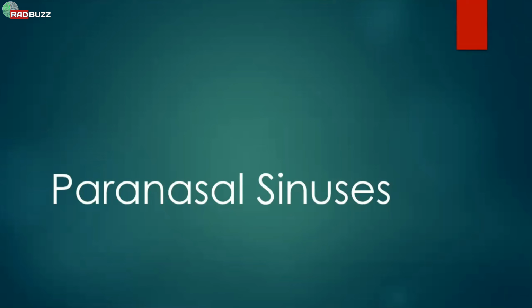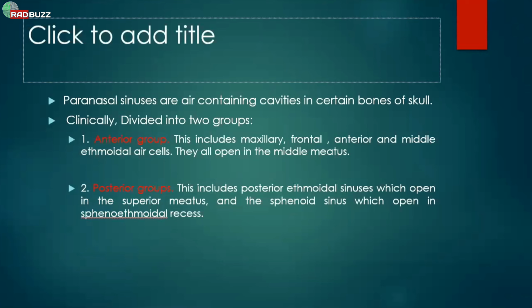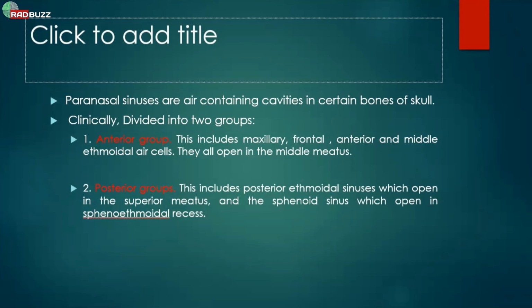these are very important in face or head and neck imaging because a lot of pathologies are associated with it, benign versus malignant, and they mimic at times. So, what are paranasal sinuses? These are air-containing cavities in many bones of the skull. So, they are different sinuses we have, and clinically they are divided into two groups: anterior group and posterior group.